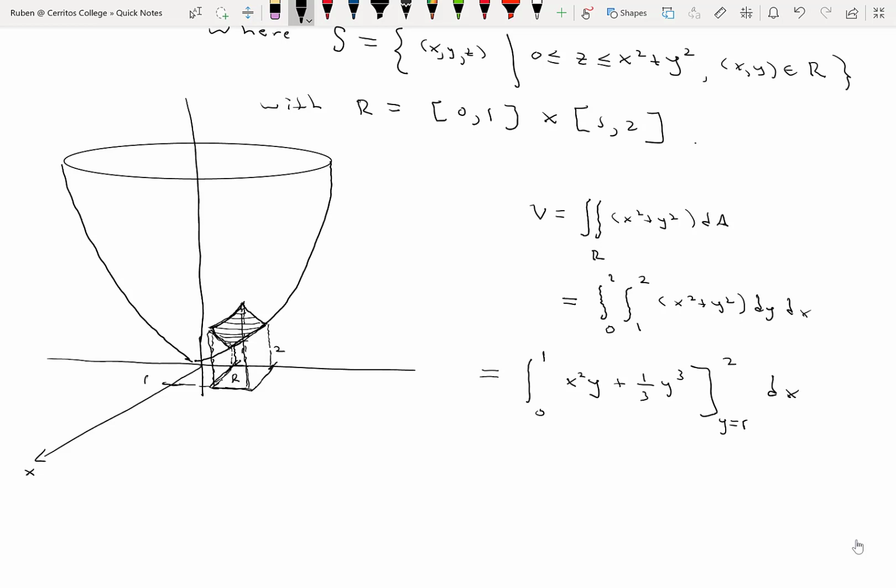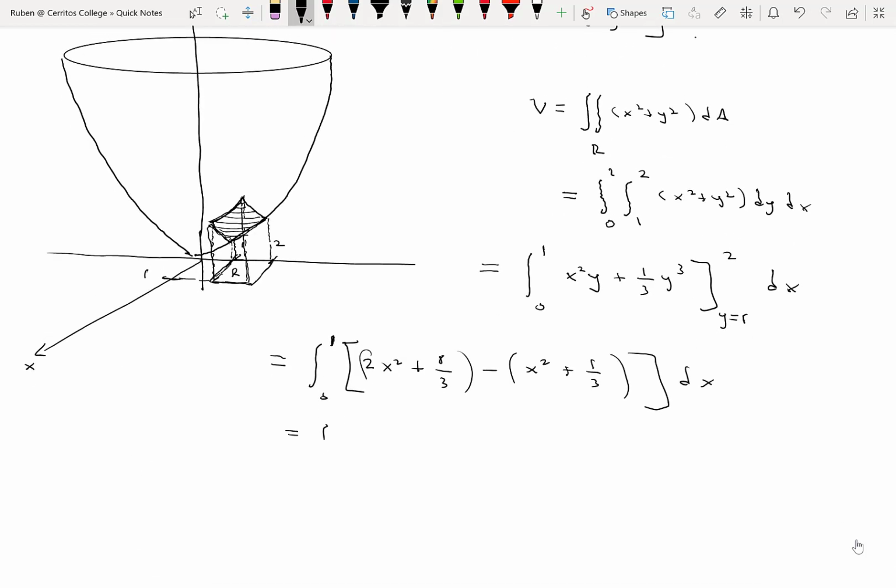Okay, so let's keep going on this. I'm integrating between 0 and 1 afterwards, but right now I'm substituting y equals 2, so 2x squared, and y equals 2 into 1/3 y cubed, so plus 8/3. And then the fundamental theorem of calculus: evaluate the same expression with y equals 1 and subtract. So 1 times x squared plus 1/3 times 1 cubed, which is 1/3. Then I'm integrating that result with respect to x.